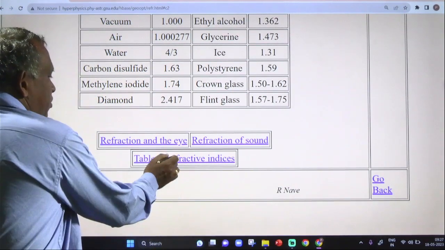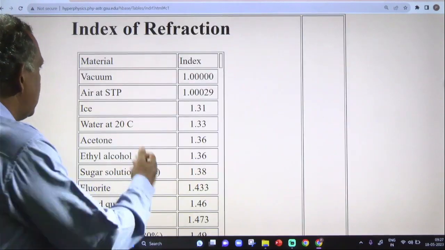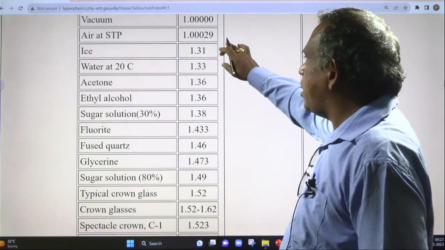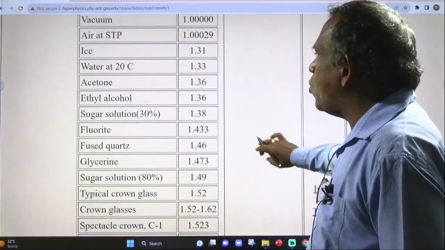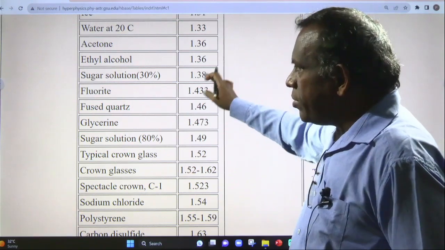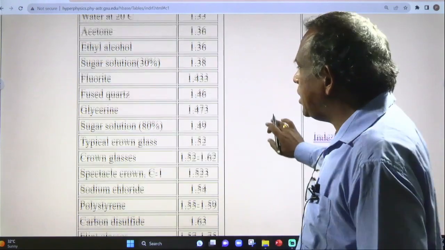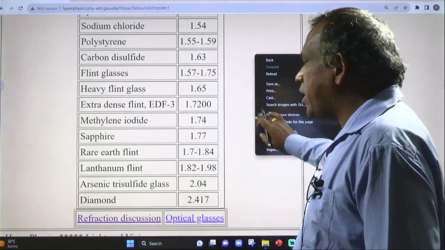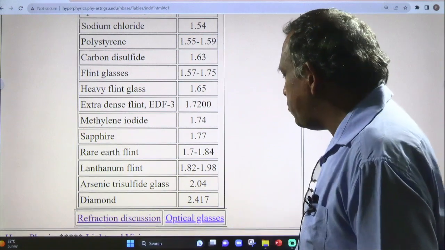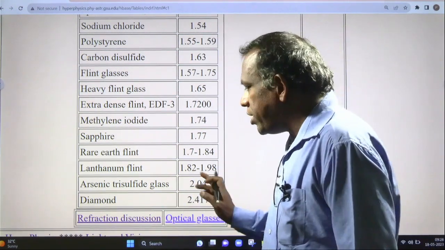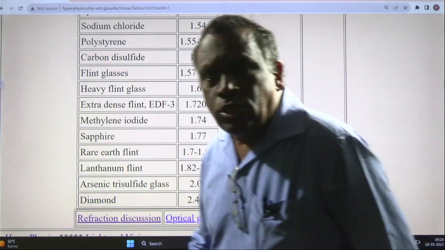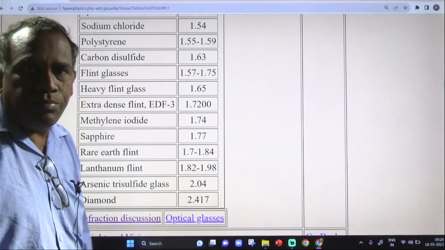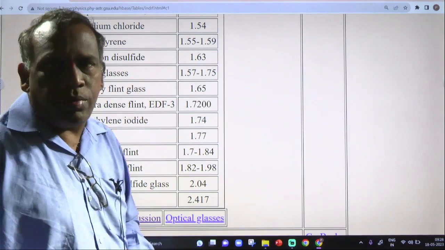And the table of refractive indices: these are the different refractive indices. Air, ice 1.31, water 1.33, that is 4 by 3, fluorite, glycerin, crown glass, flint glass, rare earth filaments. All these are different refractive indices, and diamond is 2.417. So these are the refractive index values. Based on the refractive index, the speed of light changes.